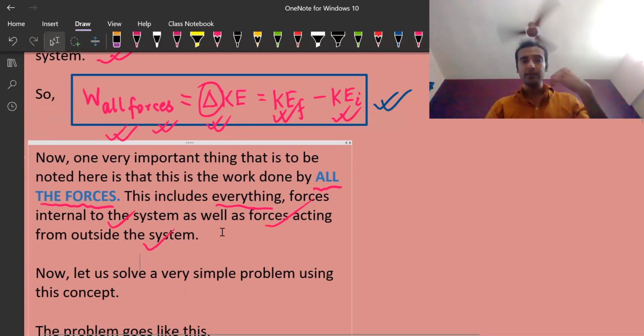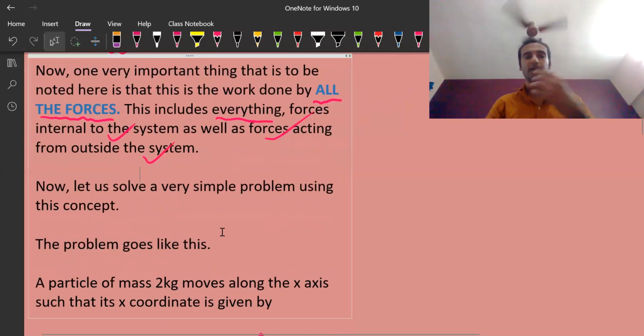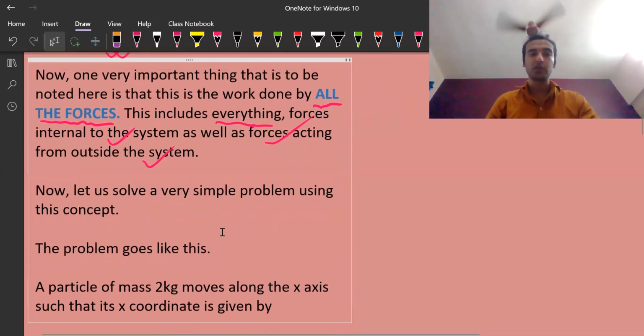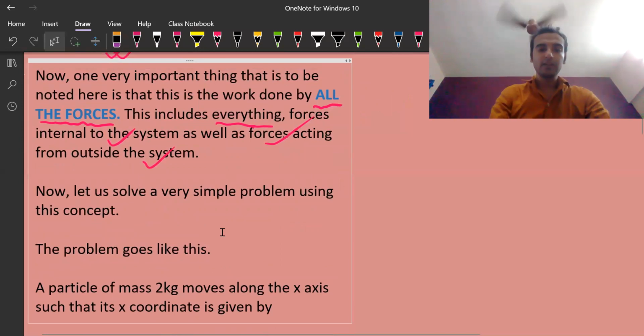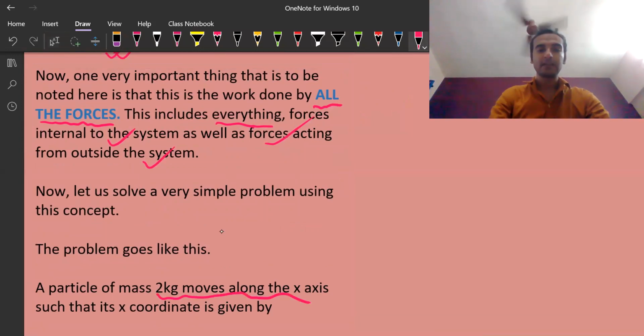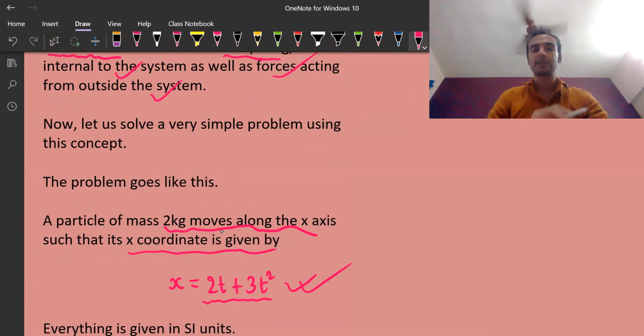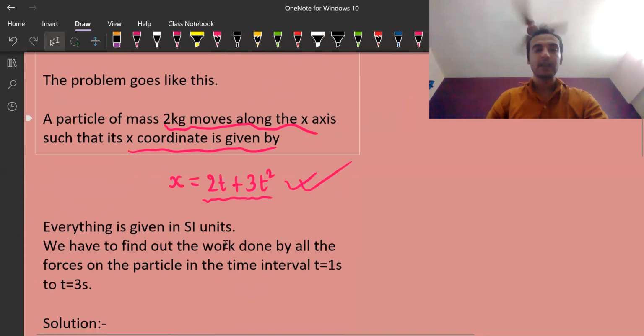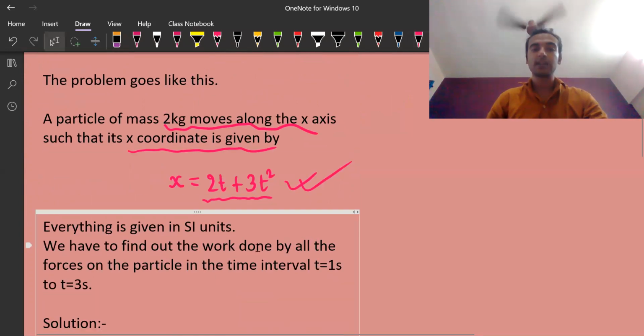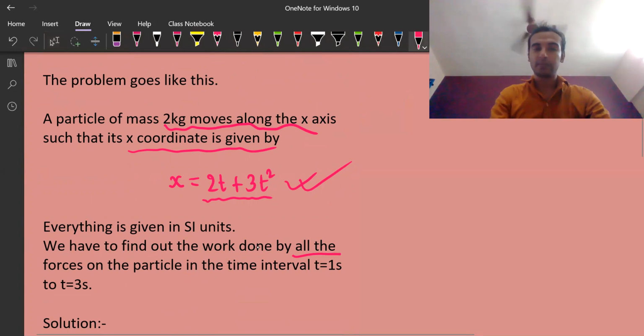Okay. Now, using this, let us solve a very simple problem. The problem goes like this. A particle of mass 2 kg moves along the x-axis such that the x coordinate of the particle is given by x = 2t + 3t^2. So x here is given as a function of time. Everything here is given in SI units. We have to find the work done by all the forces on the particle in the time interval t = 1 second to t = 3 seconds.